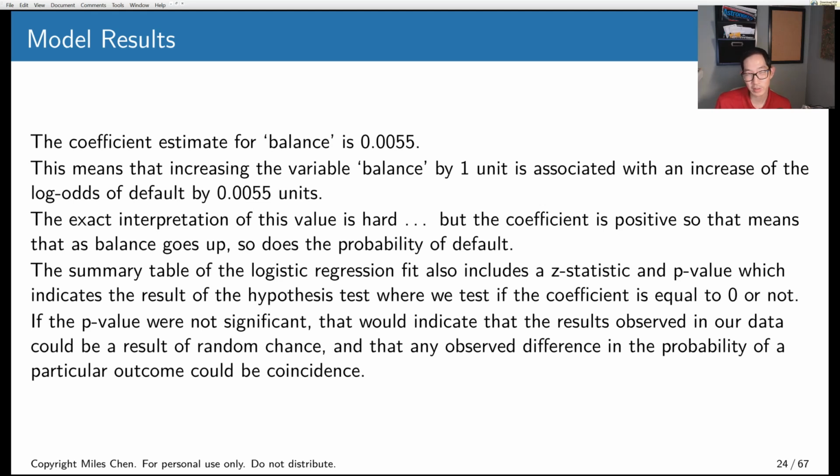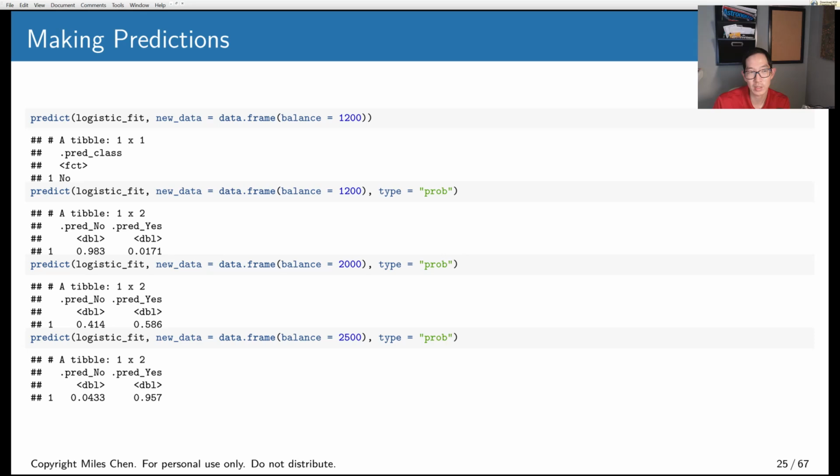If, on the other hand, you do another analysis and the p-value ends up not significant, then that would indicate that the results observed in your data could be a result of just random chance, and that any observed difference in the probability of some kind of outcome that we see in our data could just be coincidence. All right, let me show you what kinds of results you can get.